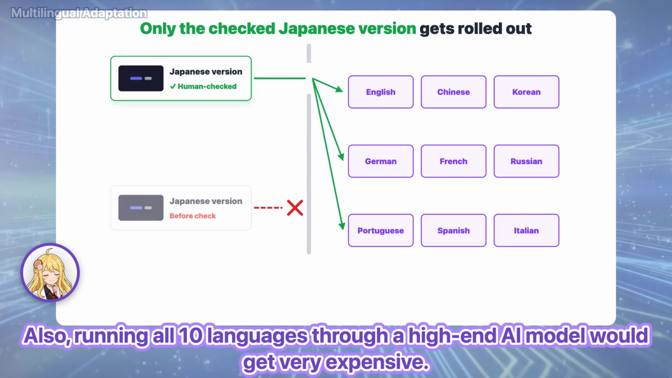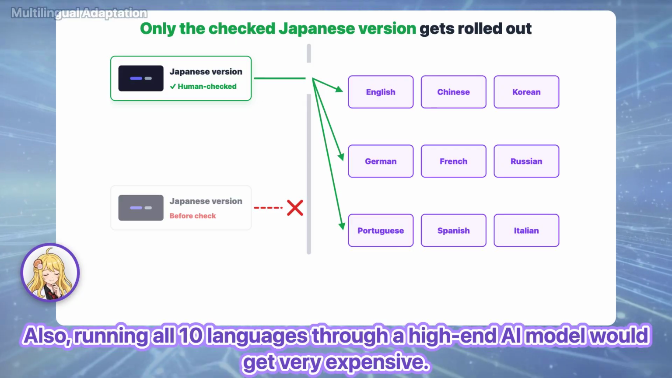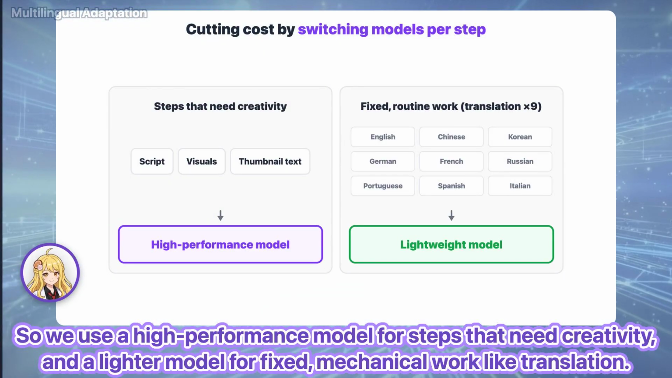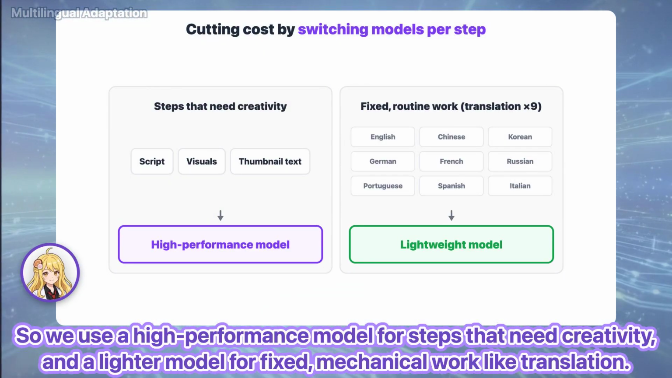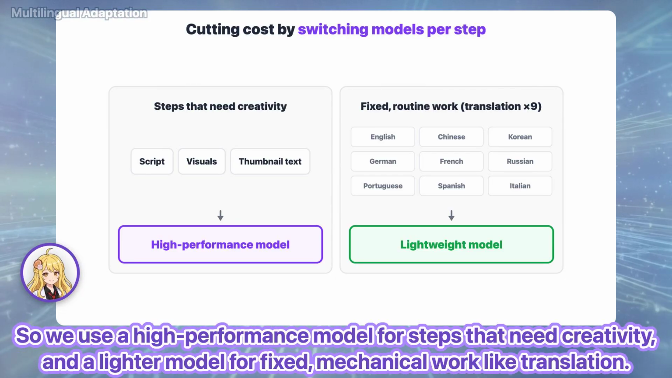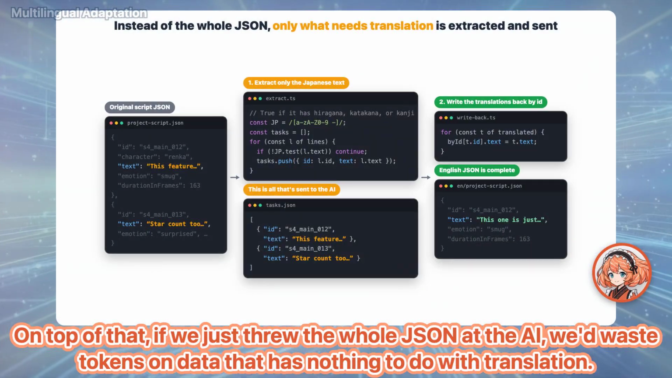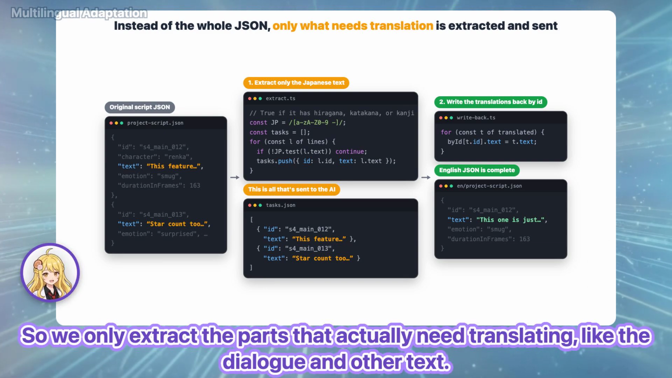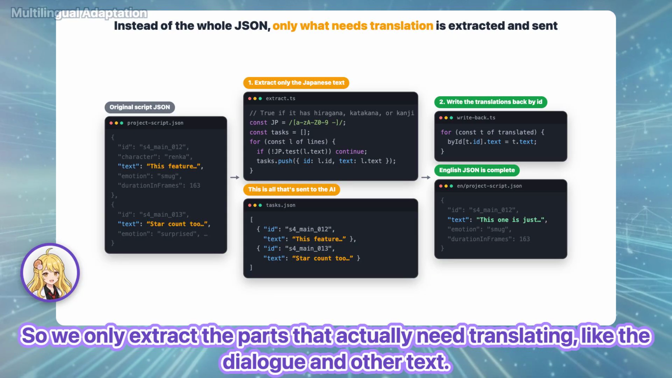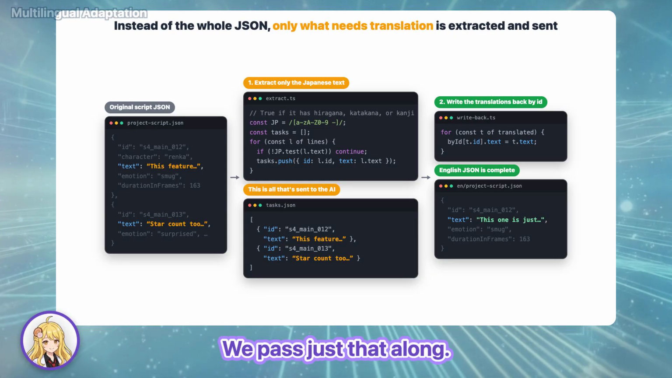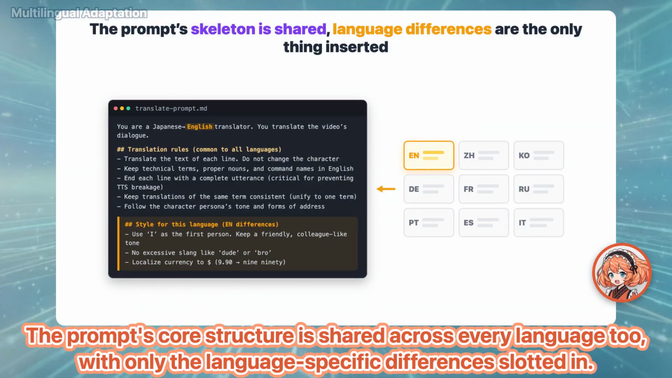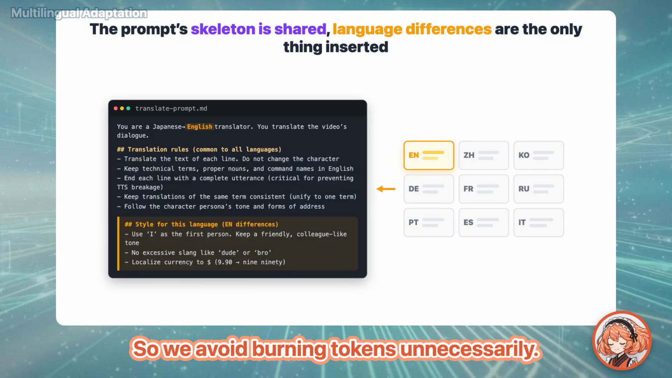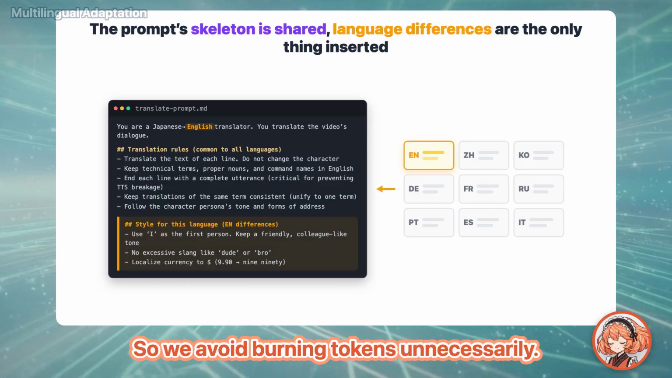Also, running all 10 languages through a high-end AI model would get very expensive, so we use a high-performance model for steps that need creativity, and a lighter model for fixed mechanical work like translation. On top of that, if we just threw the whole JSON at the AI, we'd waste tokens. So we only extract the parts that actually need translating, like the dialogue and other text. We pass just that along. The prompt's core structure is shared across every language too, with only the language-specific differences slotted in. So we avoid burning tokens unnecessarily.